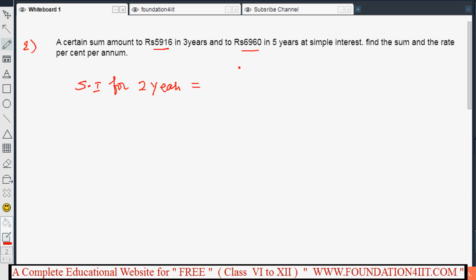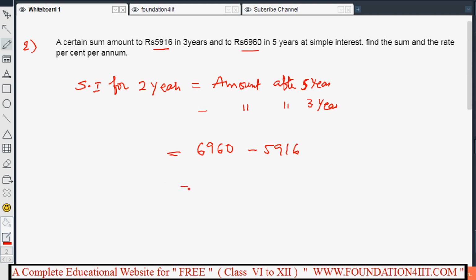Simple interest for 2 years means amount after 5 years minus amount after 3 years. Between them there is nothing but simple interest for 2 years. After 3 years, if 2 years of interest is added, that is the amount after 5 years. That is 6960 minus 5916, amount after 5 years minus amount after 3 years. That is simple interest for 2 years, because the gap is 2 years. That is 1044. So this is interest for 2 years.